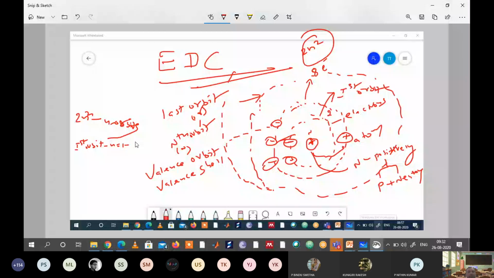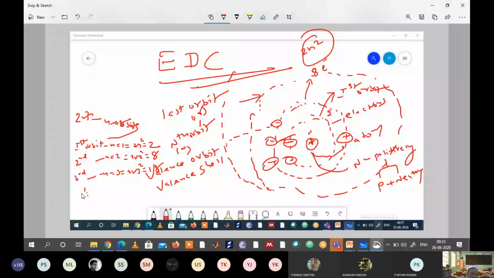2. If it is the second orbit, n is equal to 2, so 2 into 2 square. How many? 8 electrons. If it is the third orbit, n is equal to 3, so 2 into 3 square. How many? 18 electrons.